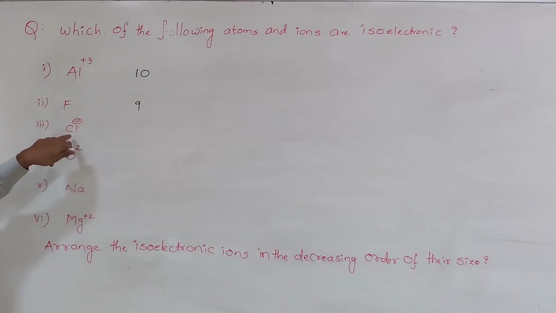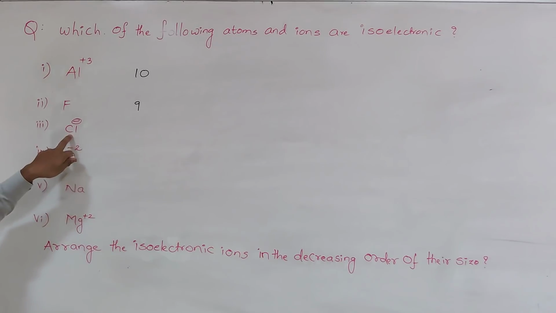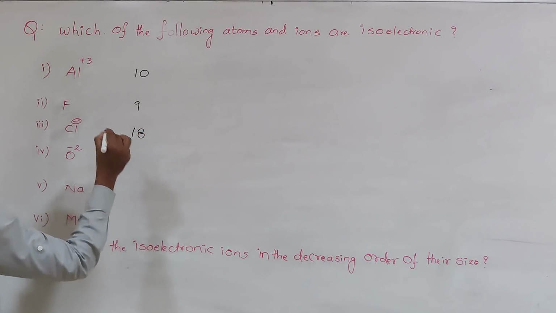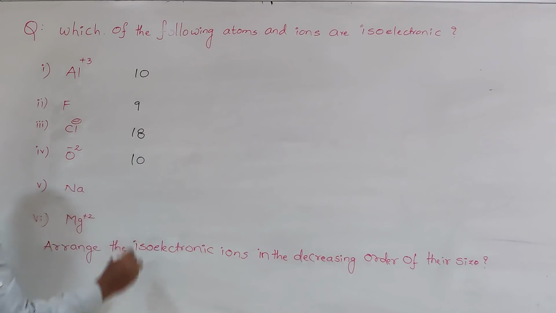Chlorine is carrying the Cl minus 1 ion, the minus 1 charge. Its atomic number is 17, so the number of electrons is 17, plus the negative charge of 1, that is, gaining one more electron. 17 plus 1, 18 electrons. Oxygen's atomic number is 8. If neutral, the number of electrons is 8. But here oxygen is carrying the minus 2 charge, which means it has 2 extra electrons. 8 plus 2, totally 10 electrons.